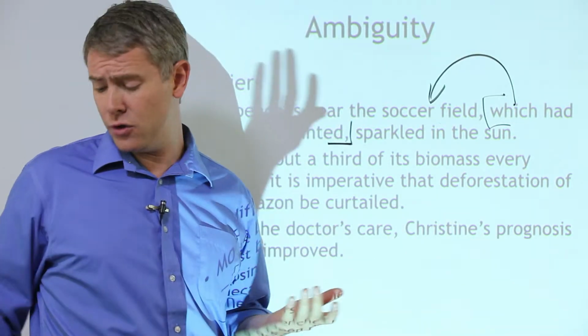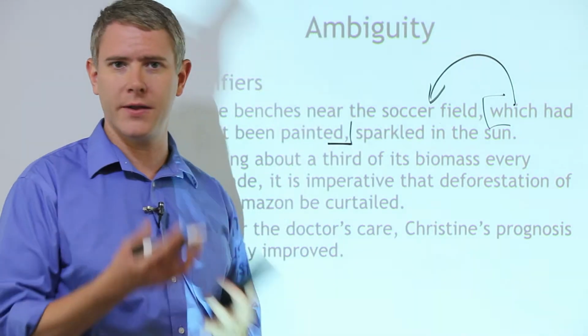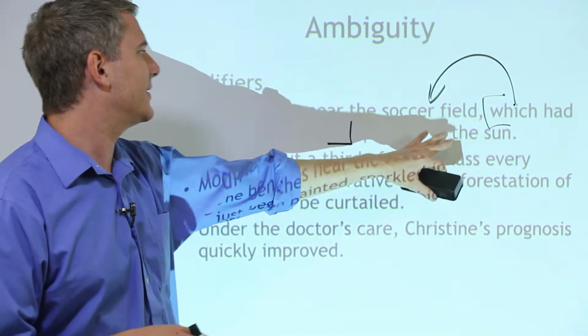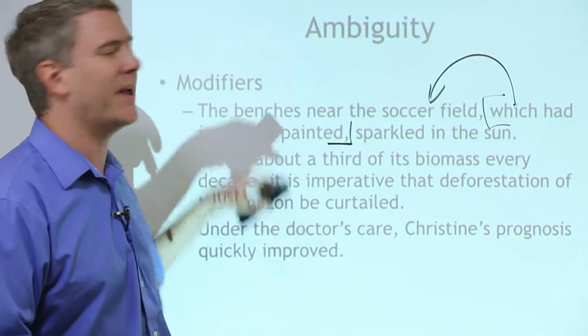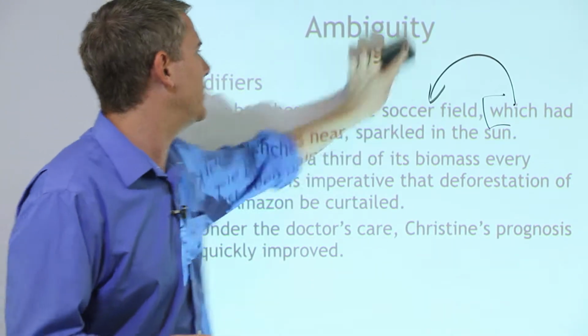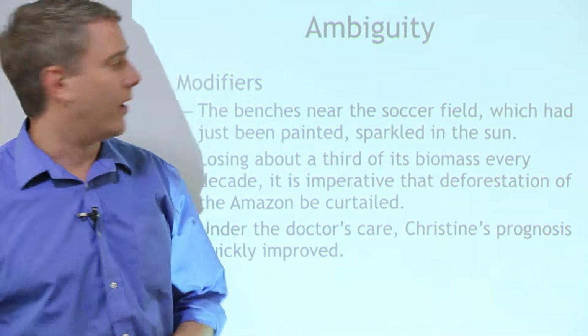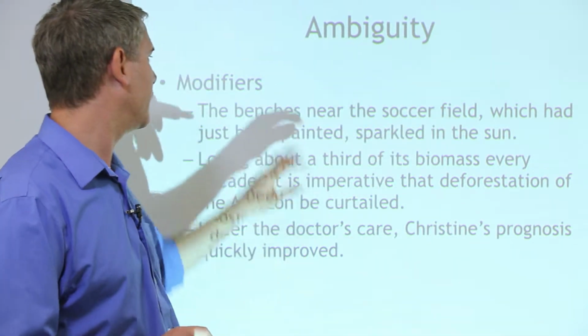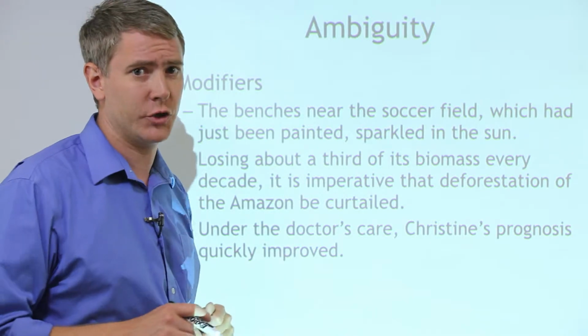Because sometimes they do paint soccer fields. They paint the logos of other teams, etc. So this is ambiguous. Now, probably he means the benches, and you can get that from context most of the time, but this is a grammatical ambiguity that you need to be aware of. So the "which had just been painted" is a modifier for either field or benches, and I'm not sure which.